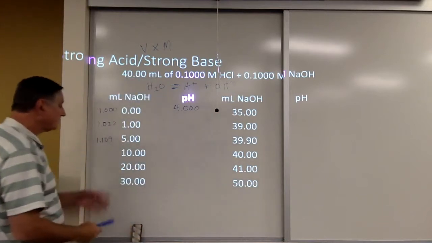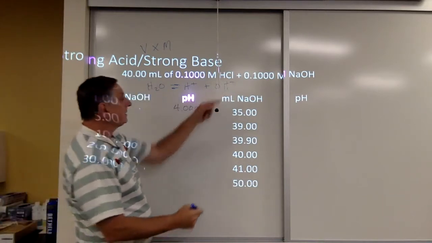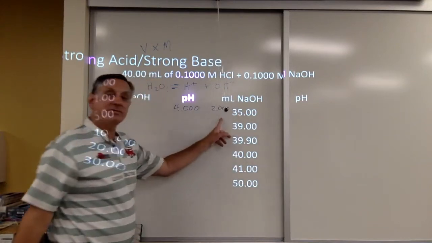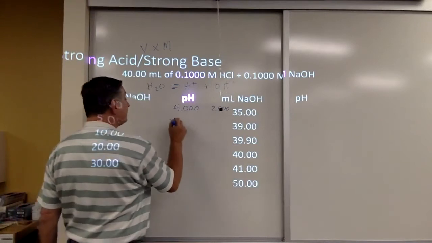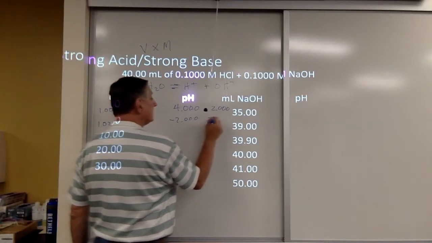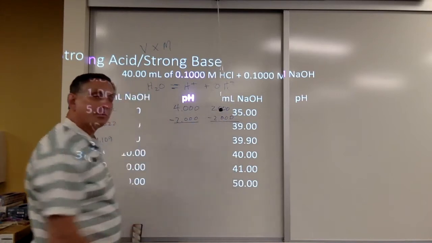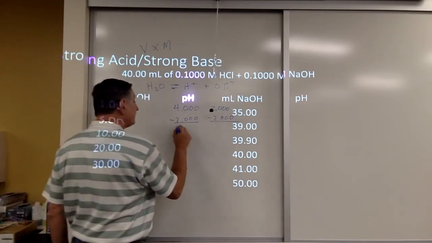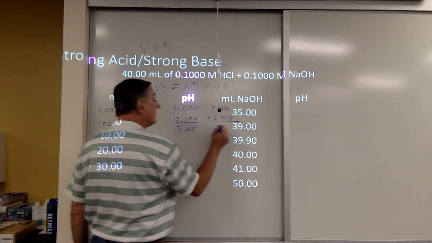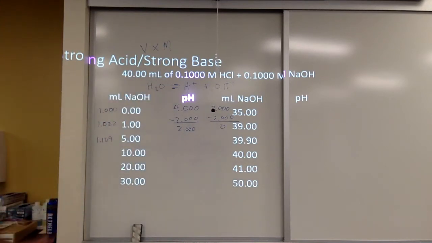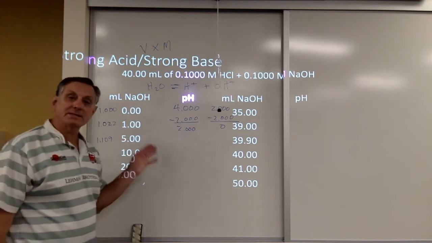At 20 milliliters of NaOH, 20 times 0.1 is 2.000. That's millimoles of OH. We lose 2. These two use each other up until one goes to 0. We're left with 2. And we're left with 0. That's the way it is all the time for strong acid, strong base.